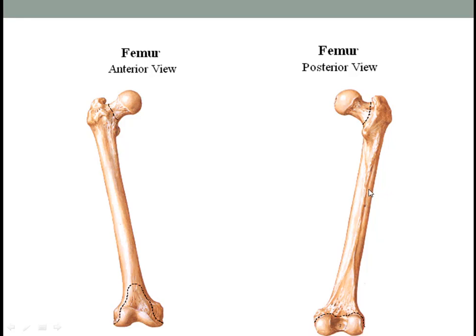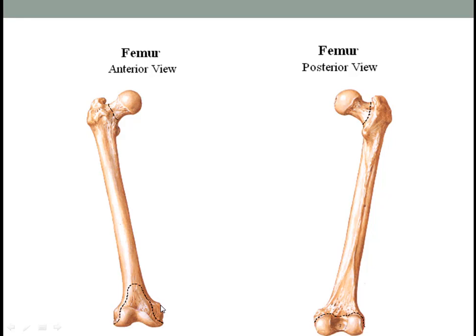And here we have the linea aspera. And this is the gluteal tuberosity. This is on the posterior surface of the femur. If we go distally, here we can see this is the medial condyle and this is the lateral condyle.